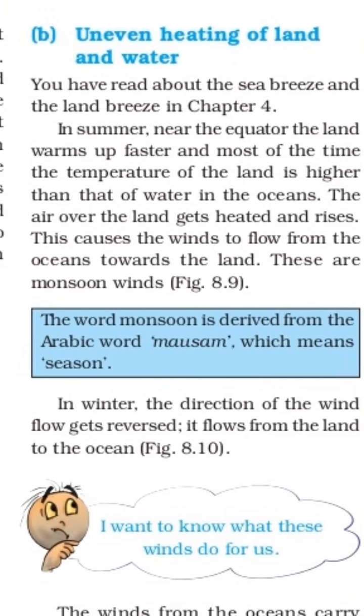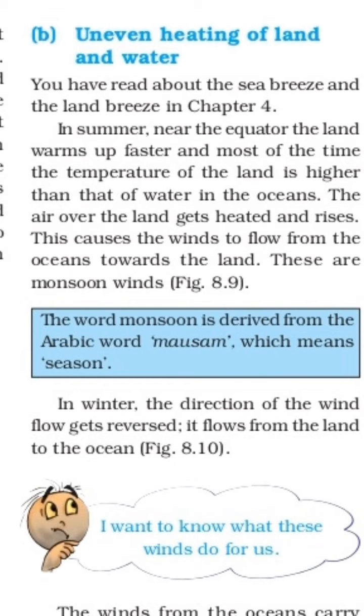Now the next point is uneven heating of land and water. You have read about sea breeze and land breeze in chapter 4, your heat chapter. I will shortly mention what sea breeze and land breeze are.